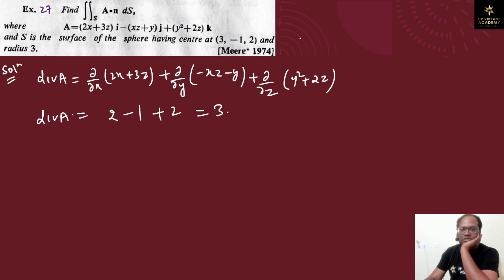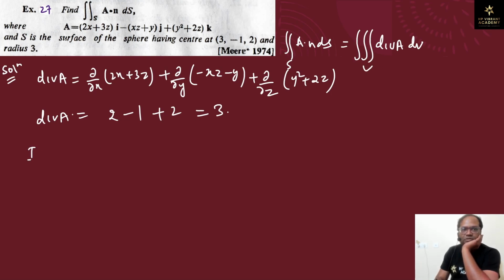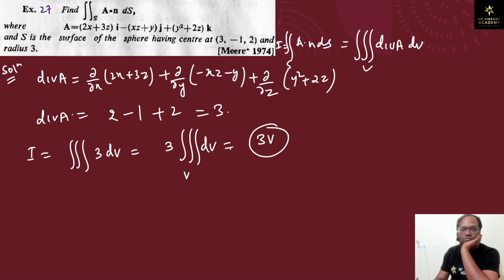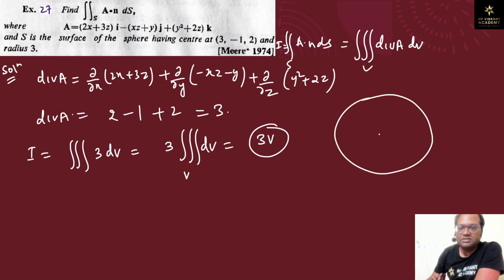So from Gauss divergence theorem, the surface integral of a dot n cap ds is equal to the triple integration of divergence of a dv. Let us take this as I. So we have the value of I as the triple integration of 3 dv. So this is equal to 3 times the volume integral dv, which is 3 times the volume V. S is the surface of a sphere having center 3, minus 1 and 2 and radius 3.